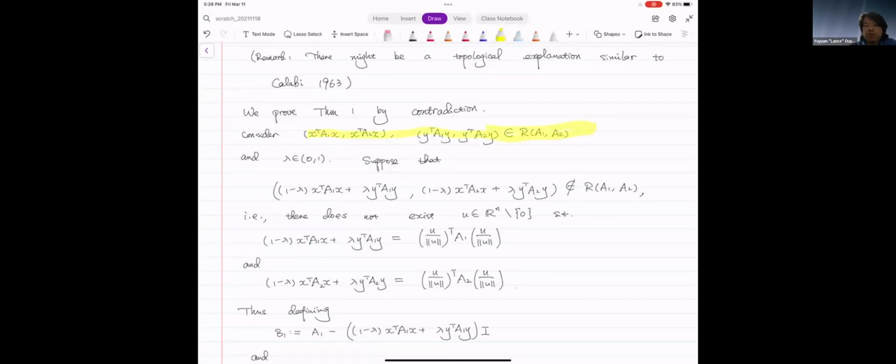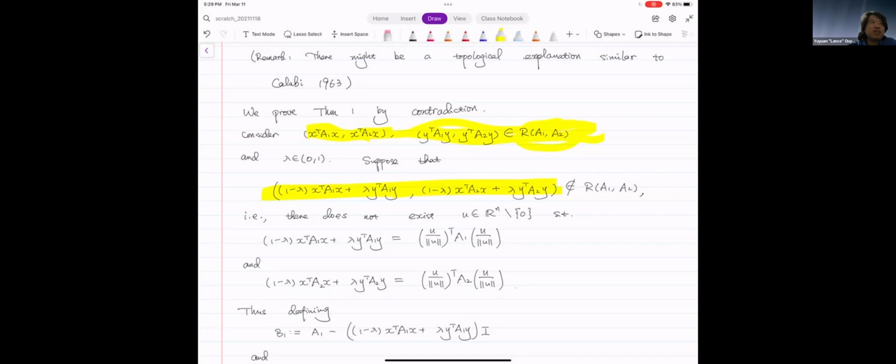So I choose 2 points on my set. This is just by definition of convexity. I'm not doing anything. I'm basically claiming that if I have any 2 points on the set I'm interested in Brickman's theorem, then the line segment connecting the 2 points would always remain in the set. And I suppose that this is not true, and I do it by contradiction.